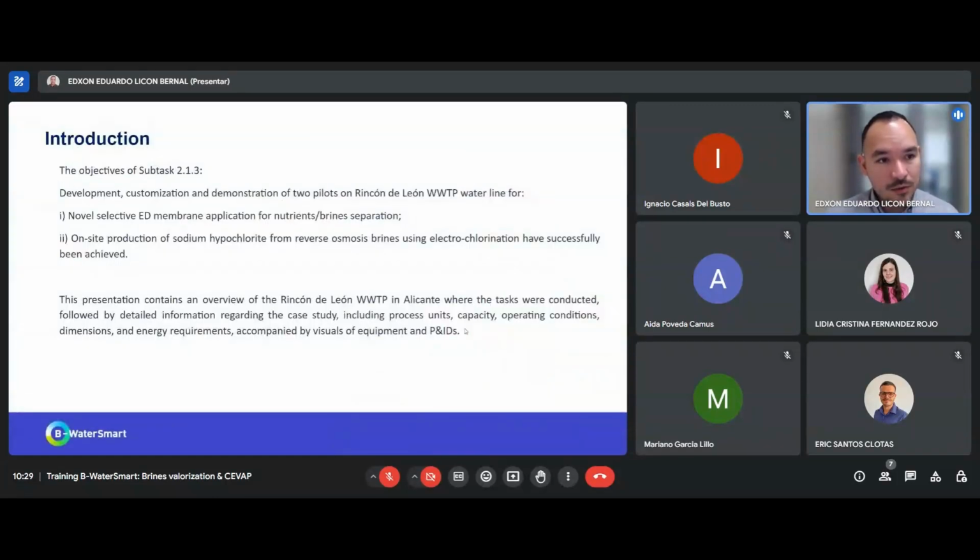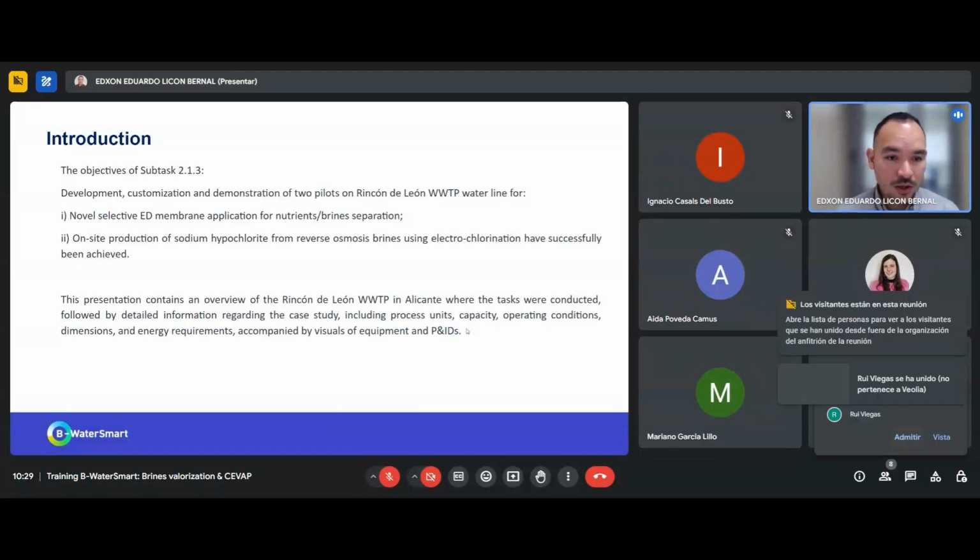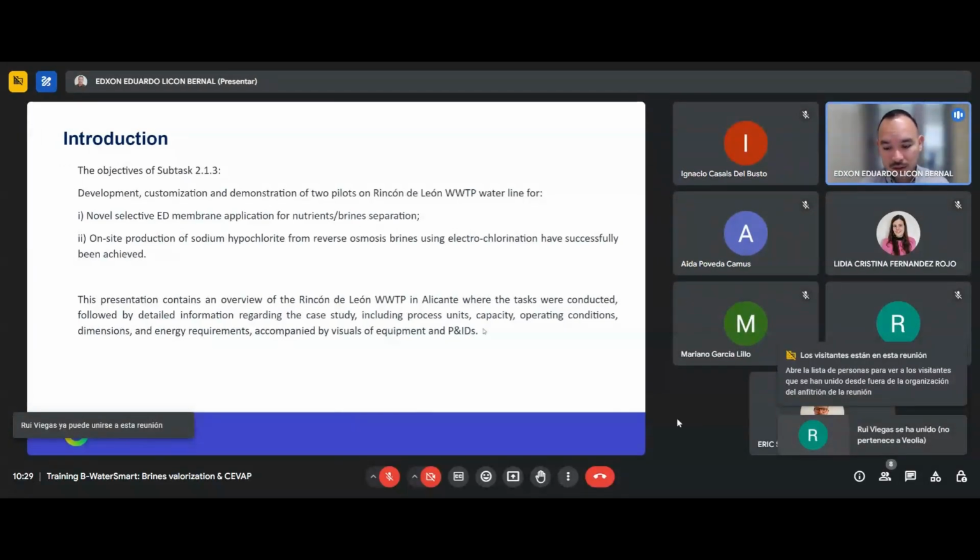Just to give you a brief introduction, basically we are going to be focused in the water line of the wastewater treatment plant, explained very detailedly by Ignacio previously. And what we are going to install is a treatment train that I will explain later, but it contains a couple of things that one needs to take into consideration, which is the use of novel selective electrodialysis membrane application. And then on the other side is that we are going to explain the operation and results that we have been obtaining.